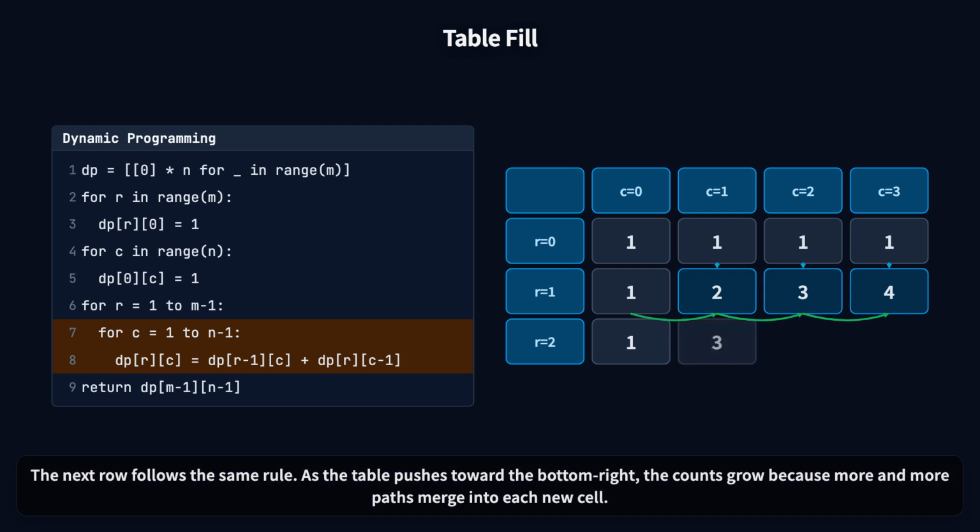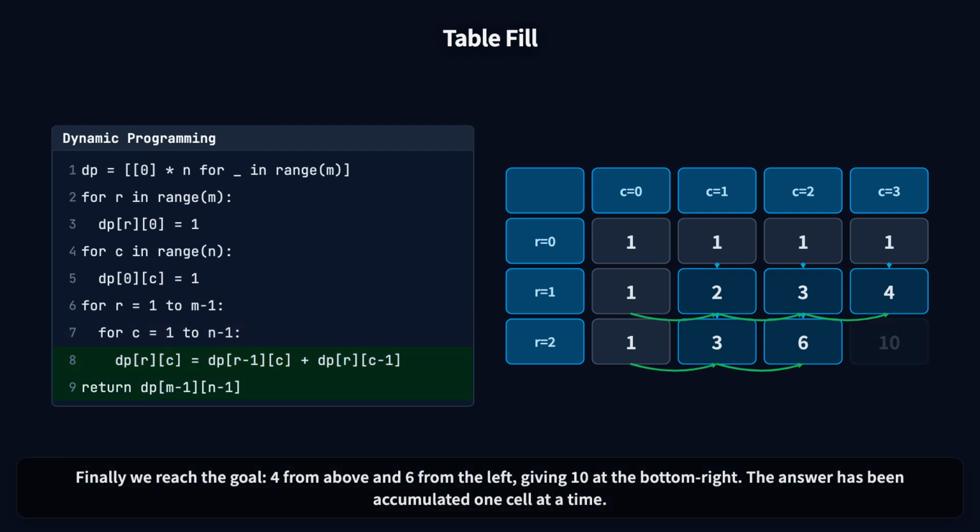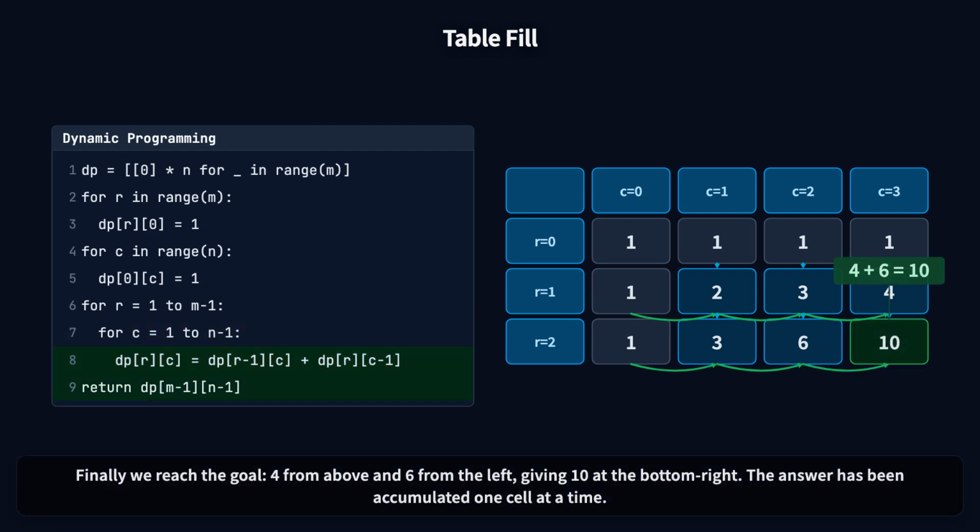The next row follows the same rule. As the table pushes toward the bottom right, the counts grow because more and more paths merge into each new cell. Finally, we reach the goal, 4 from above and 6 from the left, giving 10 at the bottom right. The answer has been accumulated one cell at a time.